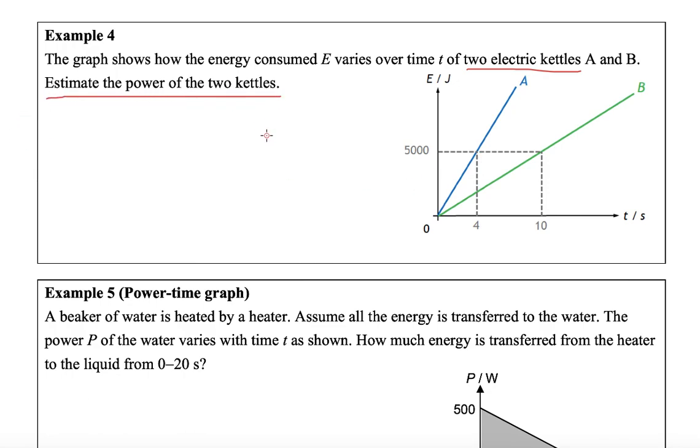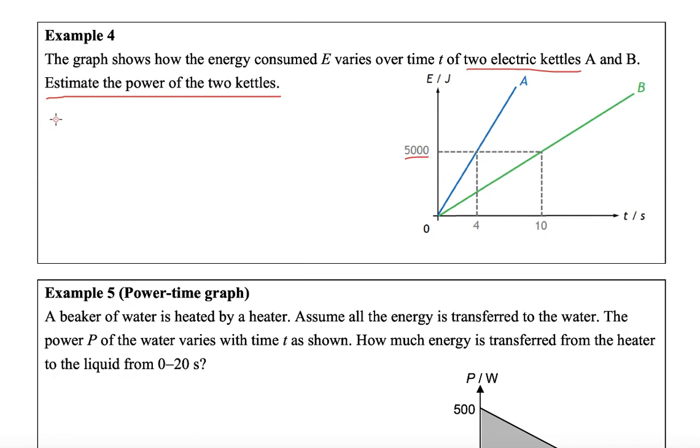So before we calculate, just intuitively, we look at it with common sense. A or B should have a higher power? For A, it just takes 4 seconds to transfer 5,000 joule of energy. But for B, how much time does it need? For B, it takes 10 seconds to transfer the same amount of energy, which is 5,000 joule. So A can transfer the same amount of energy in shorter time. Then that means A has a higher power.